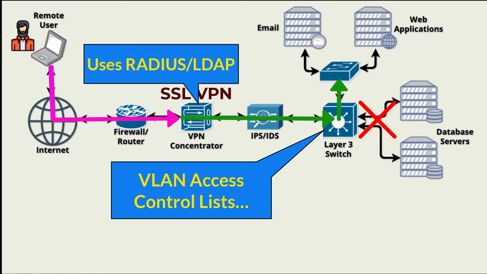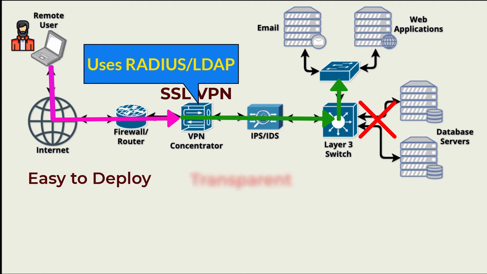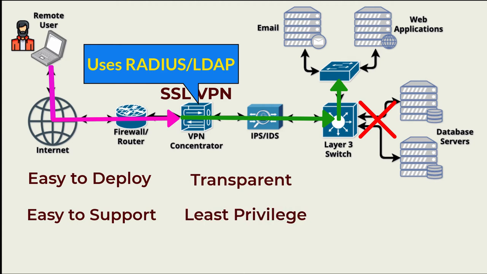The gateway uses LDAP access for authentication and configured business policies to determine allowed resource access. SSL VPN is easy to deploy, largely transparent to users, easy to support, and supports least privilege access.